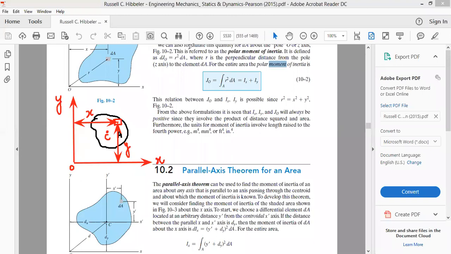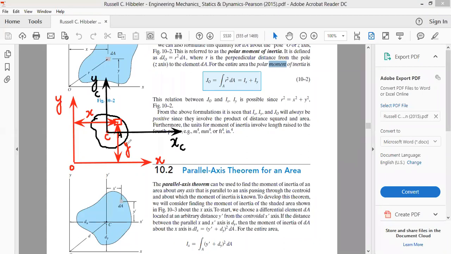Then we have the definition for finding the moment of inertia about the x-axis and y-axis. Now let's suppose we are asked to find the moment of inertia not about the x and y axes, but about an axis passing through the centroid. That is, the moment of inertia about the centroidal x-axis and the centroidal y-axis, a y-axis passing through the centroid and an x-axis passing through the centroid.